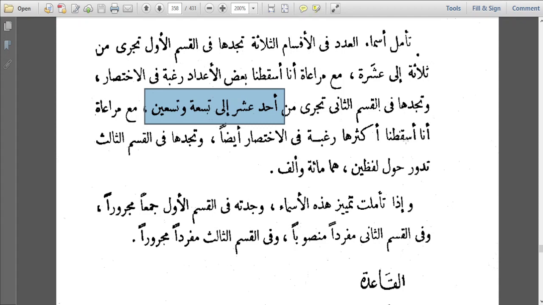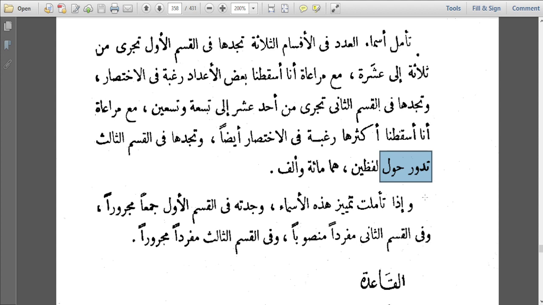Here also, ma'a mura'ati anna asqatna aktharaha, paying attention to the fact that we've dropped a lot of the numbers, because we can mention 11, 12, 13, 14, up to 99. So we just mention a few as an example for you, ragbatan fil ikhtisar aydan, in desire of being brief again. He says, وَتَجِدُهَا فِي الْقِسْمِ الثَّالِثِ تَدُورُ حَوْلَ لَفْظَيْنِ, and then you find it in the third part, it revolves around two words.